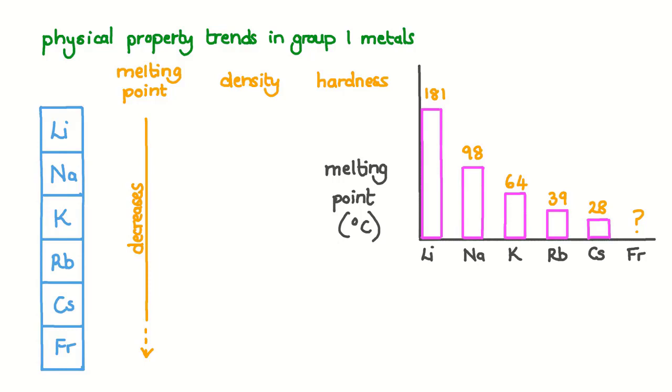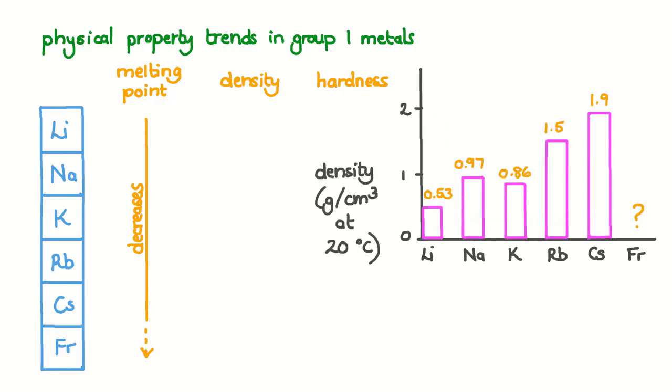Let's have a look at density. The bar graph shows the densities of the alkali metals. We can see that the general trend for density is opposite to that for melting point. Moving down the group, the density of the alkali metals increases, except for potassium, whose density is slightly lower than that of sodium. But what about francium?